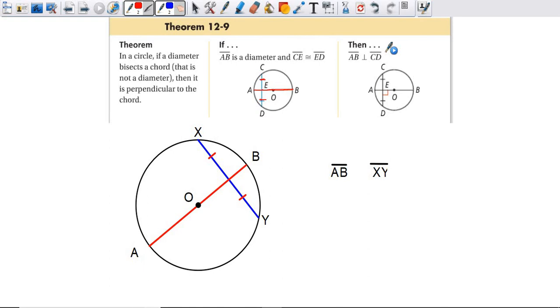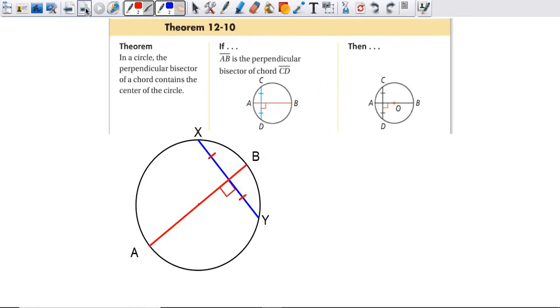So we were just given different information first, but the information is all the same. So right here, I was given that this chord and this chord are equal, which means that AB bisected it. So what I can put into this picture is that that is perpendicular. Okay, so I could say that AB is perpendicular to XY. And remember, that's our symbol for perpendicular. All right, the last thing, 12.10.